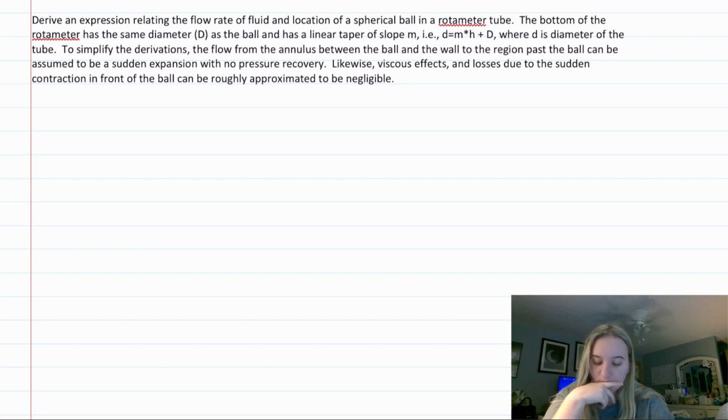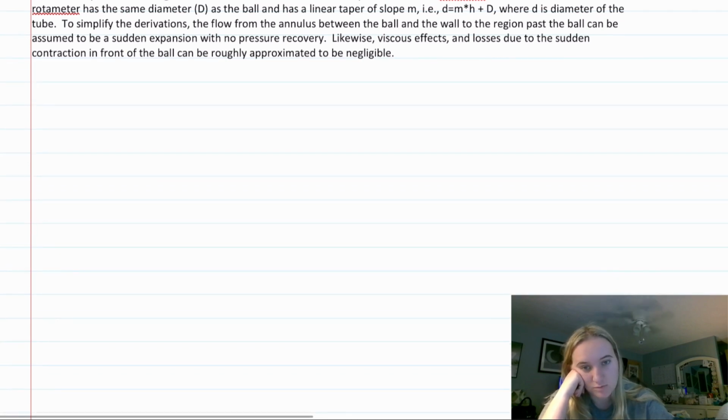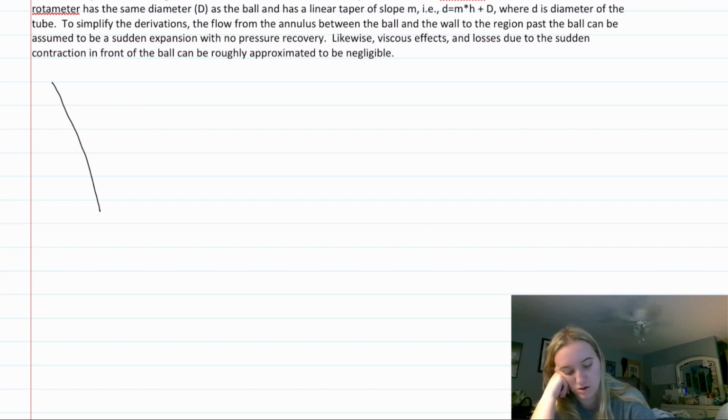To start us off, we have those assumptions, which is the flow from the annulus between the ball and the wall to the region past the ball is assumed to be sudden expansion and there's no pressure recovery. And then there's viscous effects. Viscous effects and losses due to sudden contraction in front of the ball are negligible.